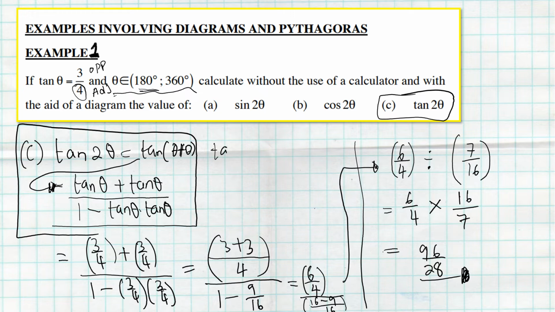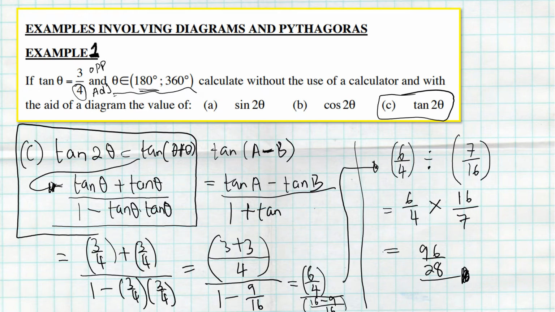For example, if I had tan of A minus B, it will be what? Tan A minus tan B over 1. Then I change the sign on the denominator because it was negative, so it will be plus tan A times tan B. So that's the compound angle formula for tan, and please really also know it.